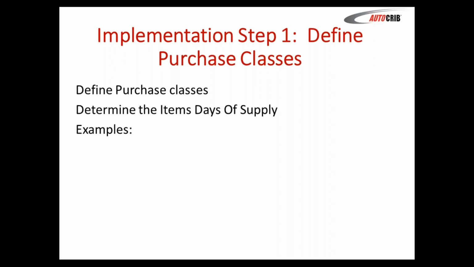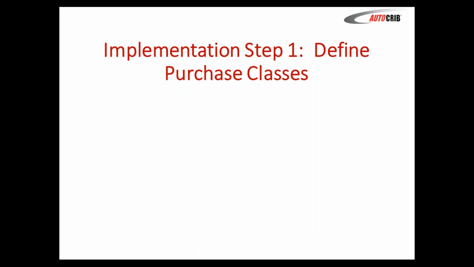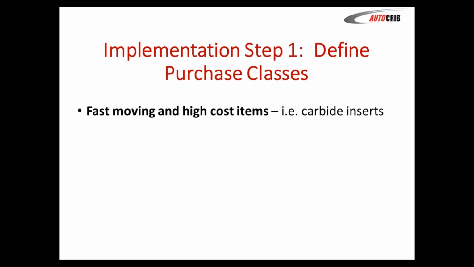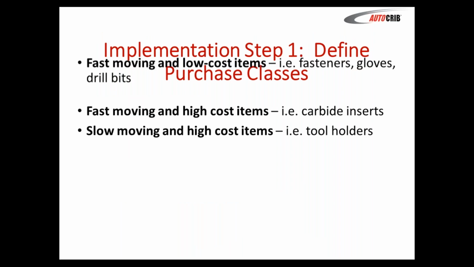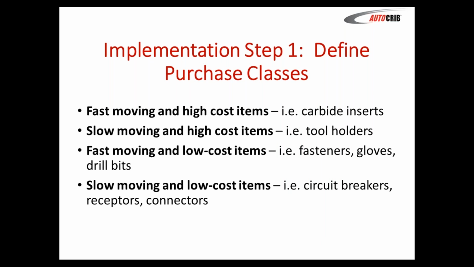For example, a supplier would prefer to minimize the days of supply for high-cost, fast-moving items, while inexpensive items like fasteners should have a long period for days of supply because the supplier does not want to go through the efforts of creating purchase orders and stocking items that have a low cost value. Typical classes include fast-moving and high-cost items, slow-moving and high-cost items, fast-moving and low-cost items, slow-moving and low-cost items.